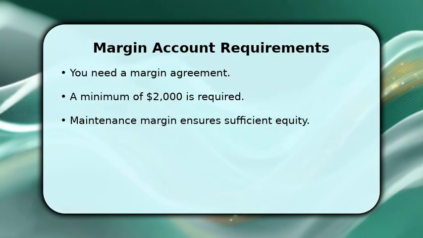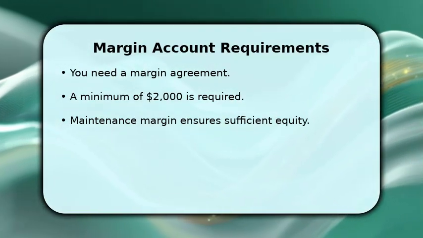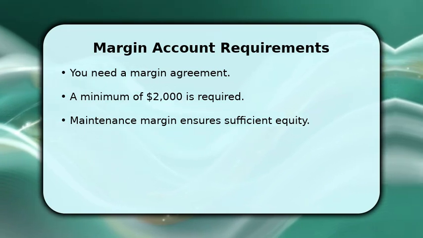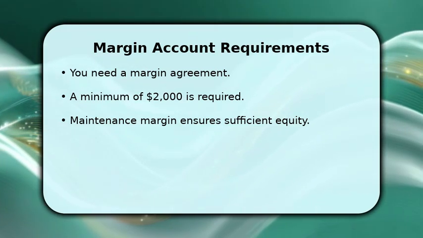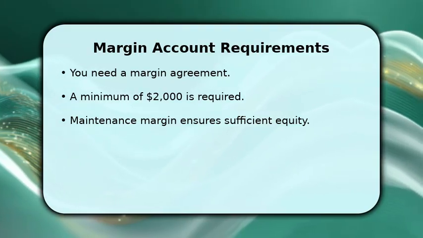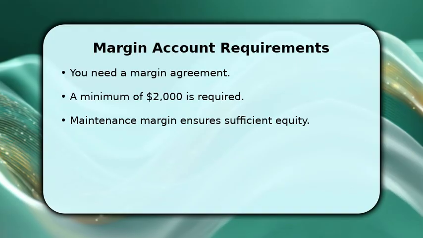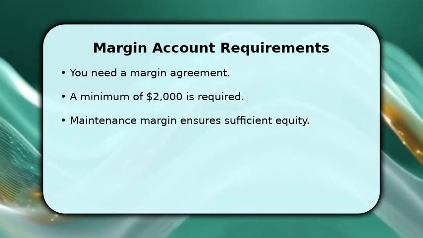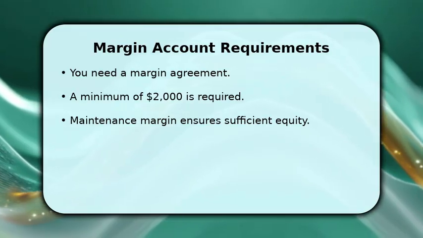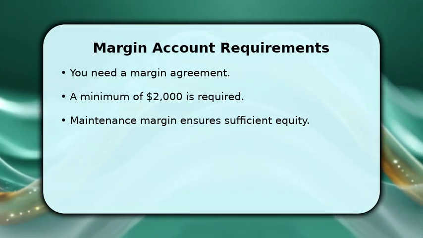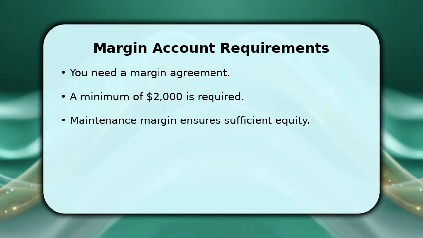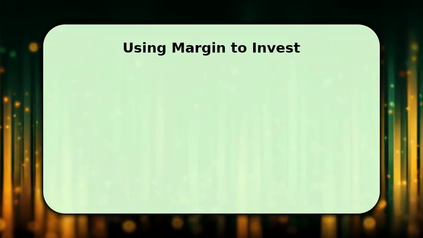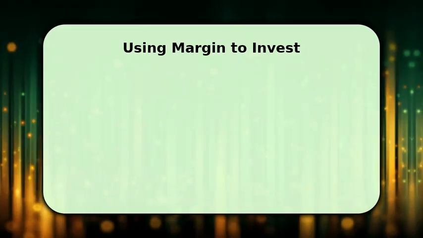To use margin with Fidelity, you first need to apply for and be approved for a margin agreement. Your account must also maintain a minimum equity of $2,000 to open a margin account. After that, you'll need to meet ongoing maintenance margin requirements, which ensure you always have enough equity to cover potential losses. Once approved, you can borrow up to 50% of the purchase price of eligible securities.